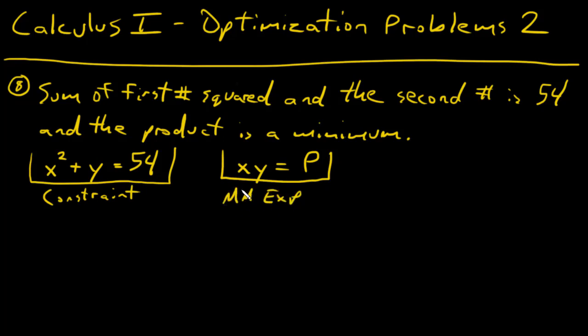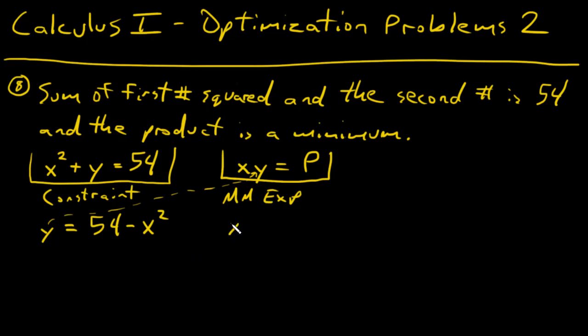min-max expression. Okay? So first thing to do is when you want to solve for one of the variables in the constraint, plug it in over here so that we have a constrained min-max expression. So I'm going to solve for y because I really don't want to take the root. So y is going to equal 54 minus x squared. And then I'm going to take that y and plug it in to this y right here. And when I do that, I will have my constrained min-max expression. So let me go ahead and do that.